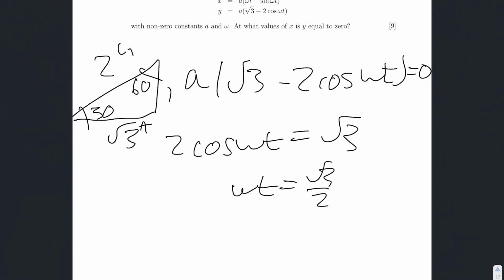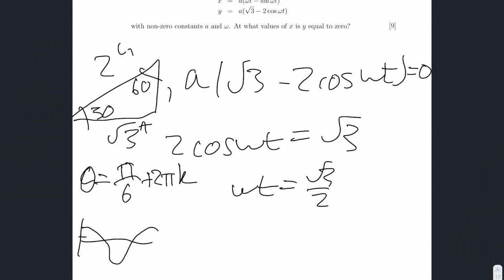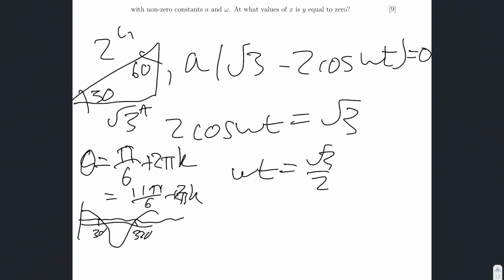This is when theta equals 30 degrees, okay? But we need to do it in radians. So 30 is actually pi over 6 plus 2 pi k, where k can be many numbers. Or it's on the other side, because if we have the cosine graph here, if this is 30, this is 330, or 11 pi over 6, so it equals 11 pi over 6 plus 2 pi k. So we know that ωt equals pi over 6 plus 2 pi k.